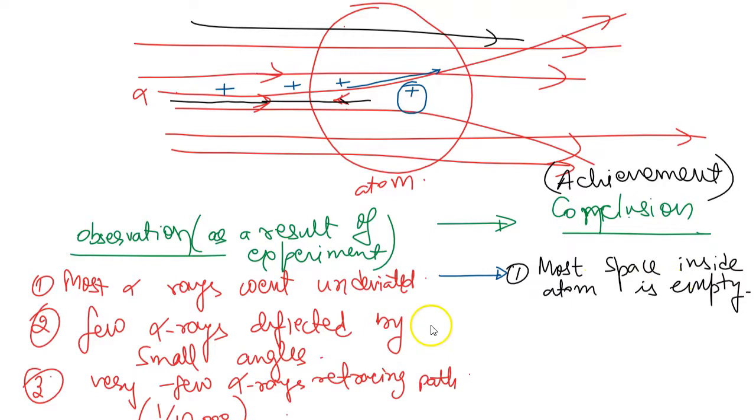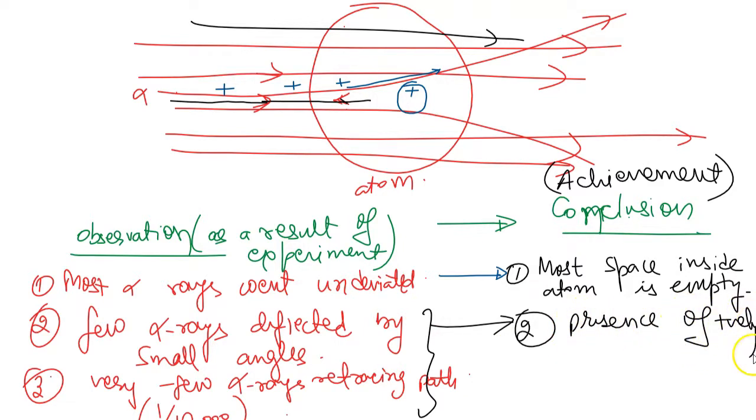As few alpha rays were deflected by small angles at the center, which confirmed the presence of positive charge. So both these observations confirmed the presence of a positively charged region at the center, right? Because of positive charge only, the other positive charge will deflect or it will retrace its path. But yes, there were few limitations as well.